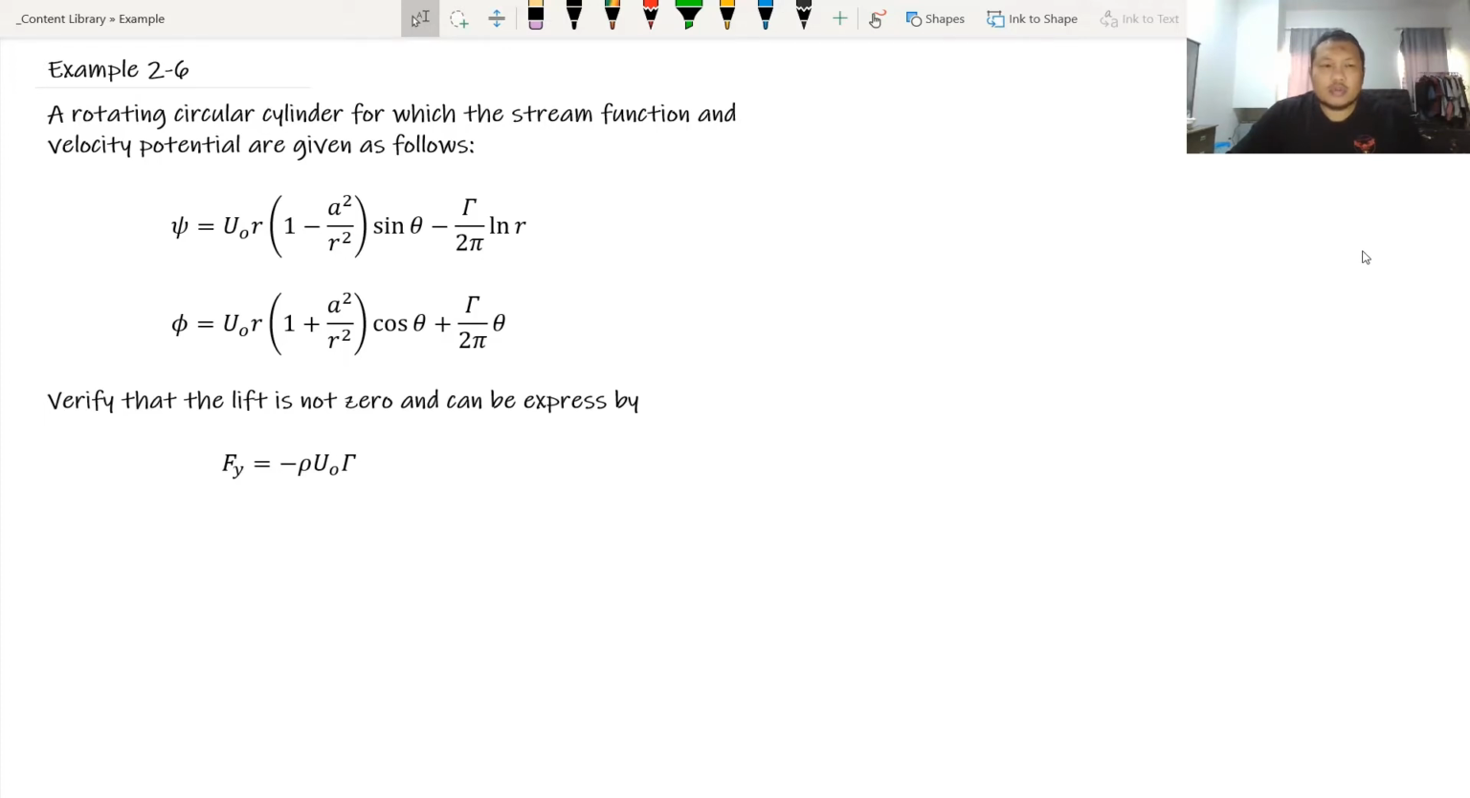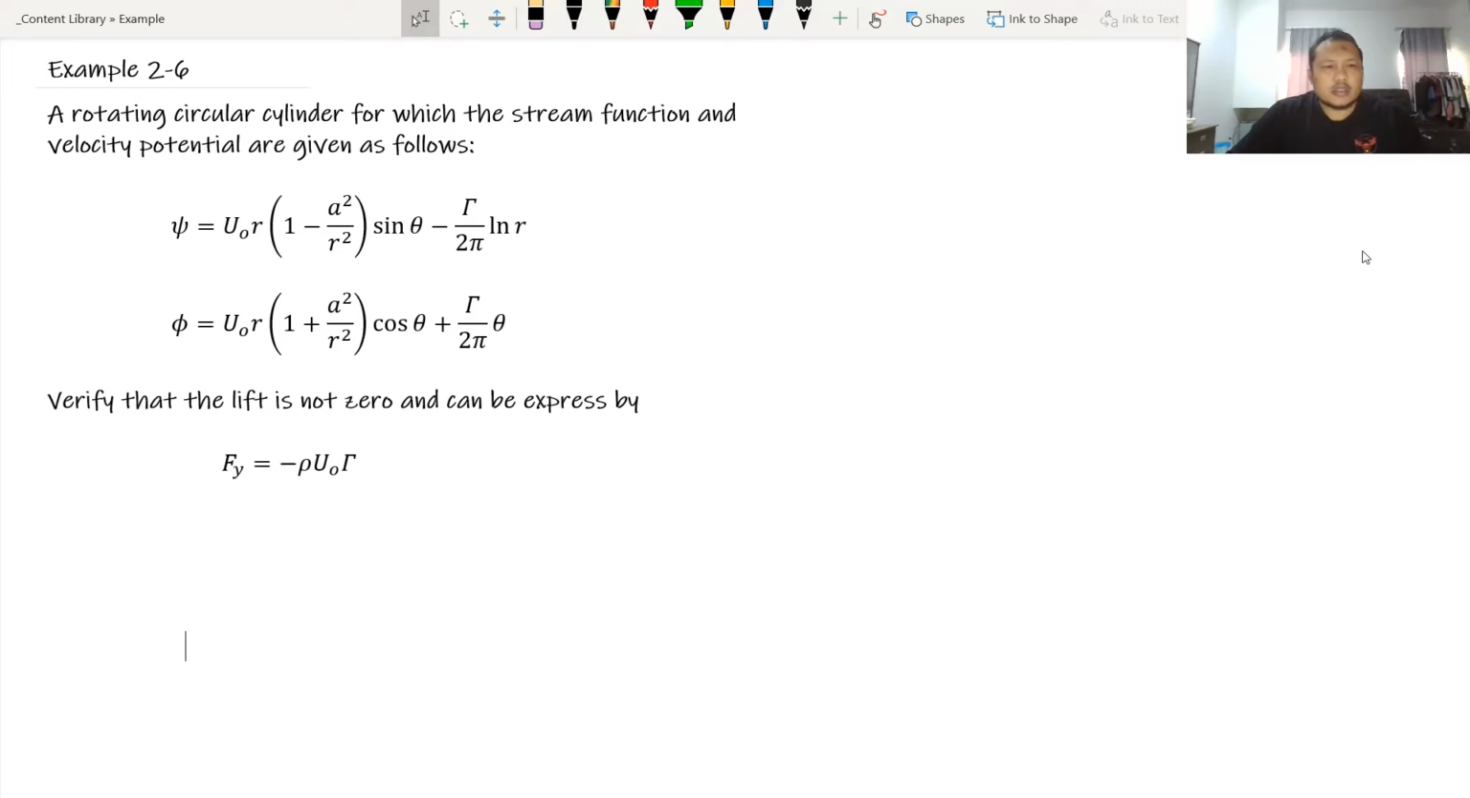So in this problem, a rotating circular cylinder has its stream function and velocity potential given as follows. We already know that psi equals u naught r times (1 minus a squared divided by r squared) sine theta minus gamma divided by 2 pi ln r. And then the potential phi equals u naught r times (1 plus a squared divided by r squared) cos theta plus gamma divided by 2 pi times theta.